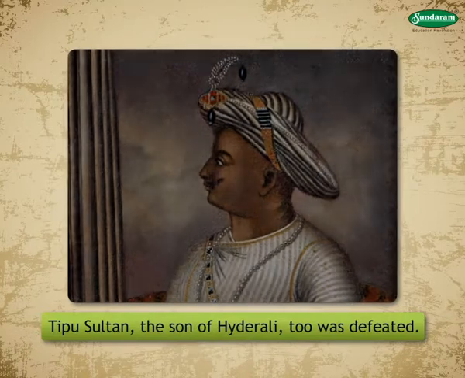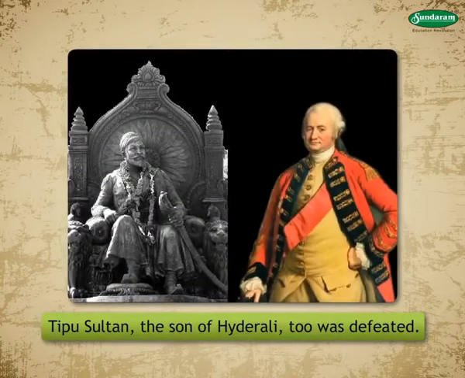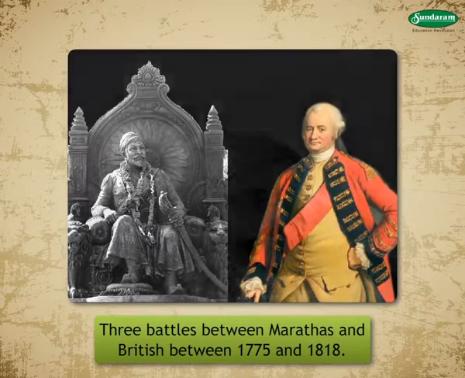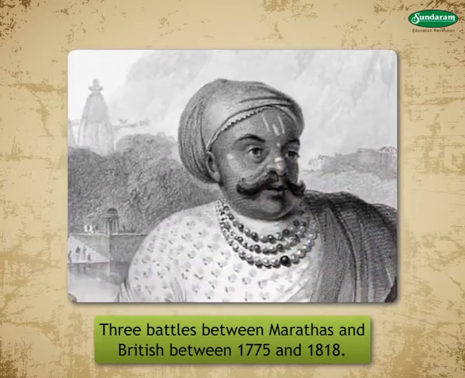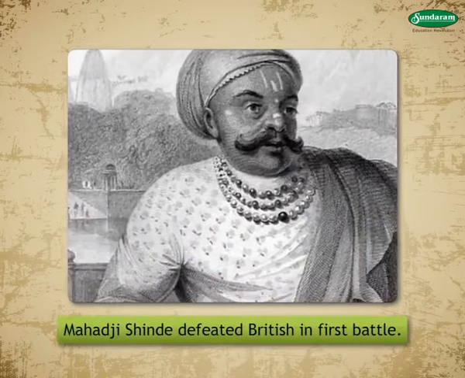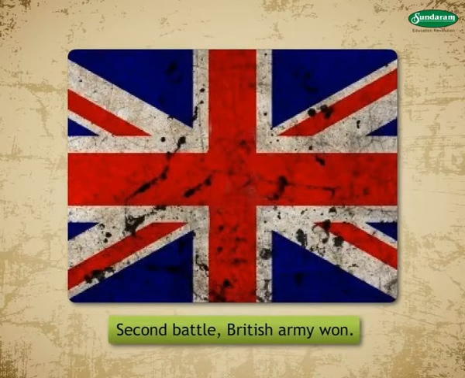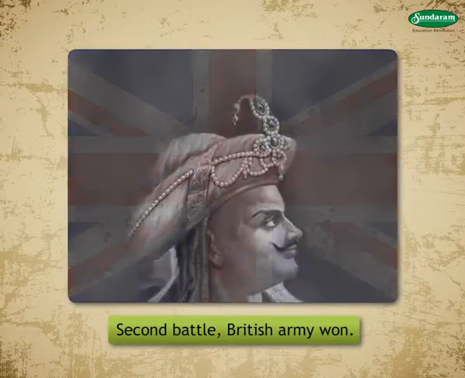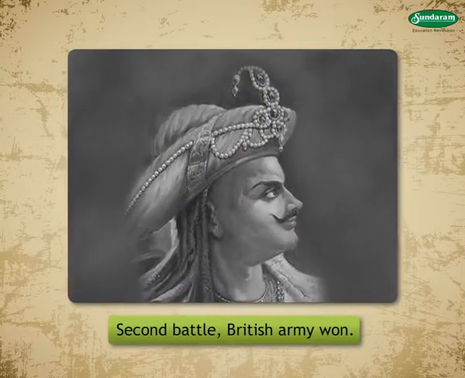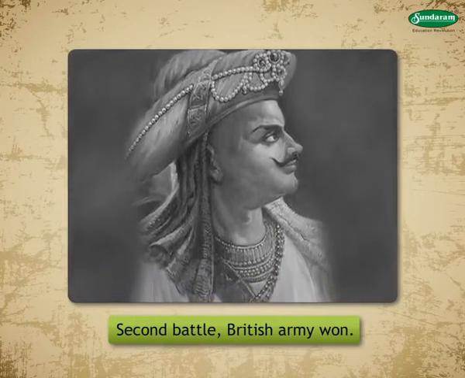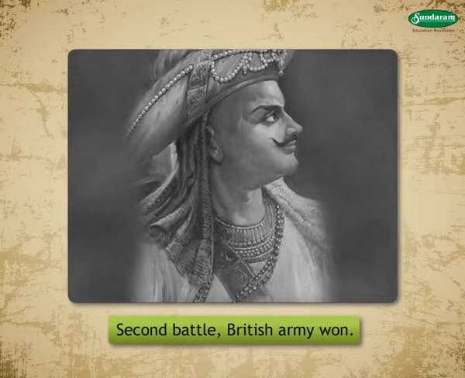There had been three battles between the Marathas and the British between 1775 and 1818. Mahadji Shinde defeated the British in the first of these battles. However, in the second battle, the British Army came off with flying colours. Finally, Bajirao II had to face defeat at the Battle of Asti at the hands of the English army, and the Maratha rule was thus conquered.